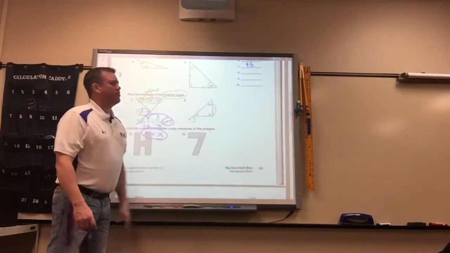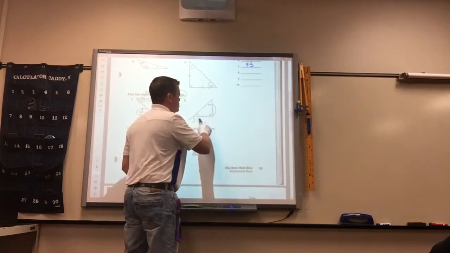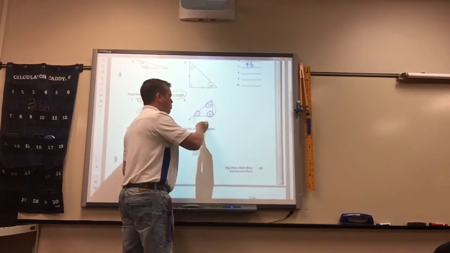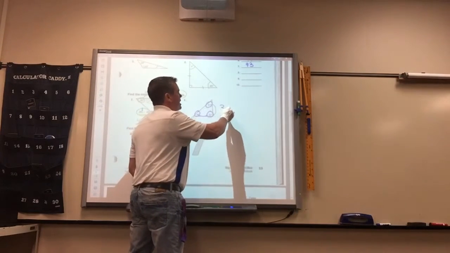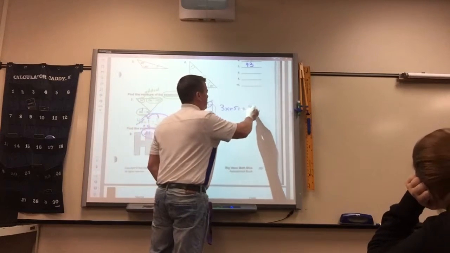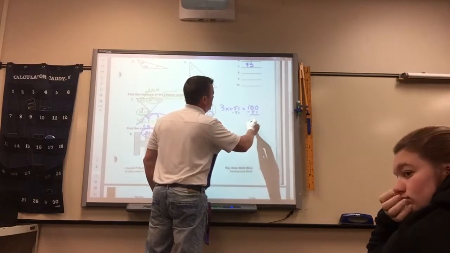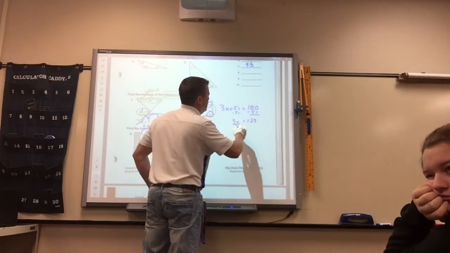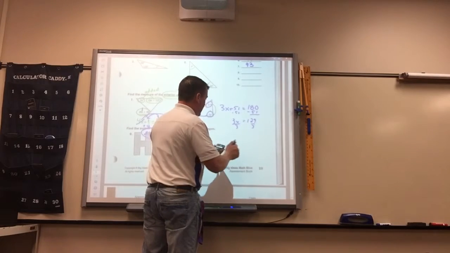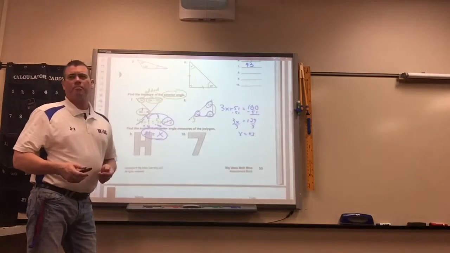So in this one, if they wanted you to find just x, you would just add all these up: 51 plus x plus 2x. What do you get when you add those? 3x plus 51. Since it's the three angles, they have to equal 180. So subtract 51, and then divide by 3. And x is 43. But that doesn't make sense because the angle is bigger than them.